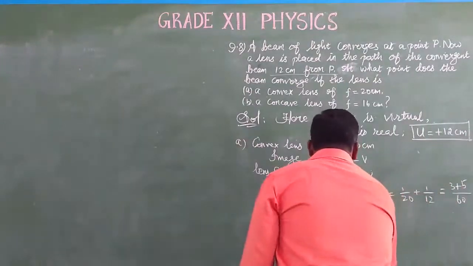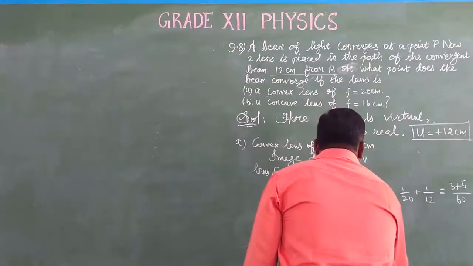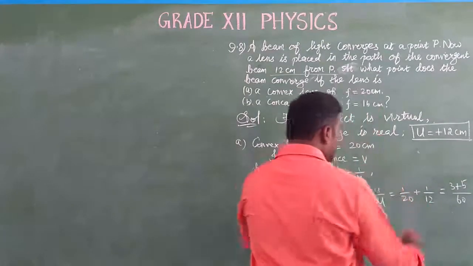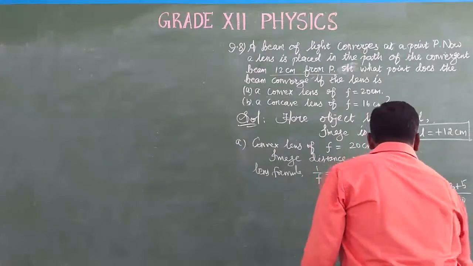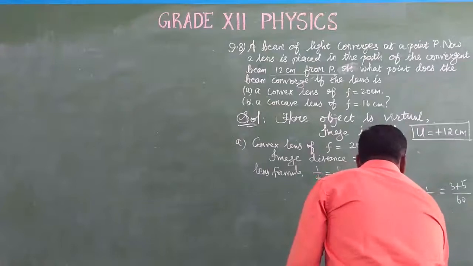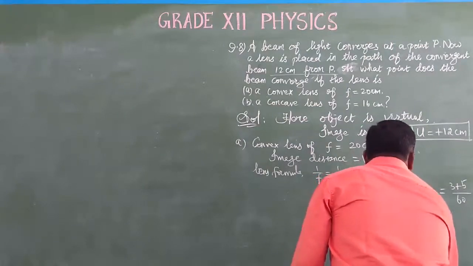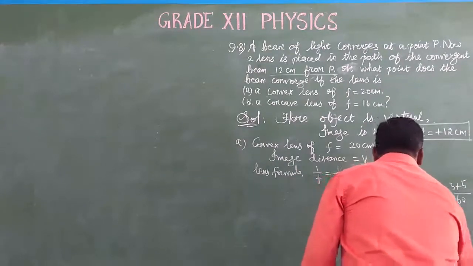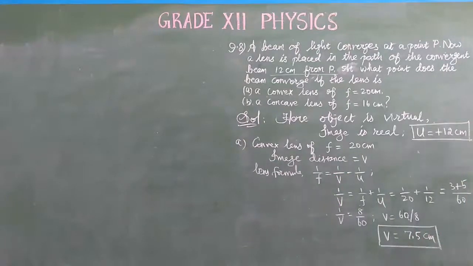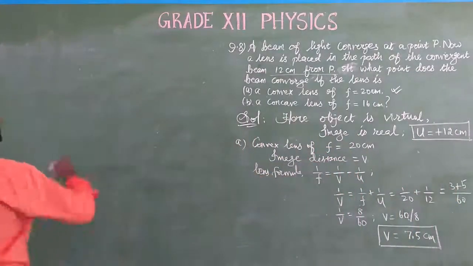Therefore, 1 by v is equal to 8 by 60. Take reciprocal on both sides. Therefore, v is equal to 60 by 8. Therefore, the image distance for this case is 7.5 centimeter. Hence, we obtain the image distance for a convex lens of focal length 20 centimeter. Now we are going to determine, if it is a concave lens of focal length 16 centimeter, what would be the image distance? In the next slide.